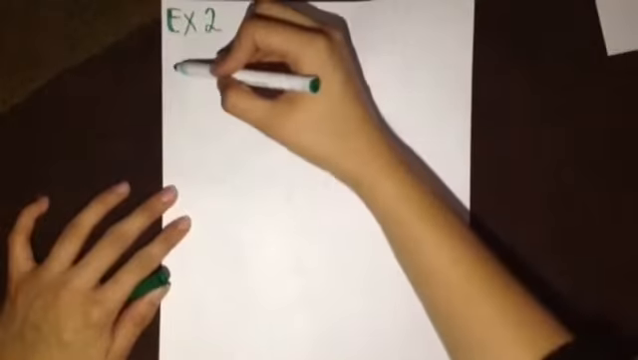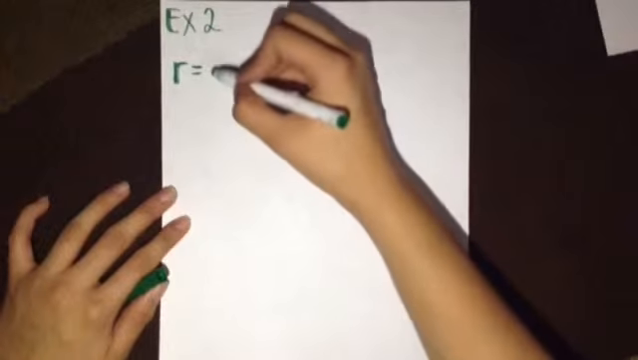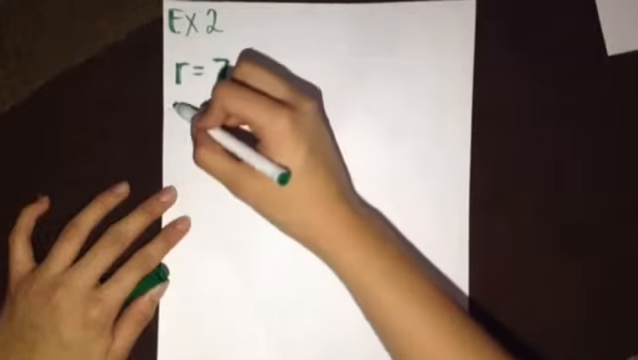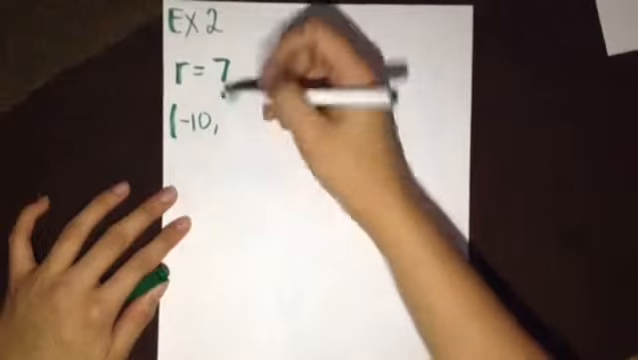So this is going to be our equation for a circle with radius 5 and the point -3, 6. And here we have another example. Let's say we have a circle with radius 7 and the point -10, 1.